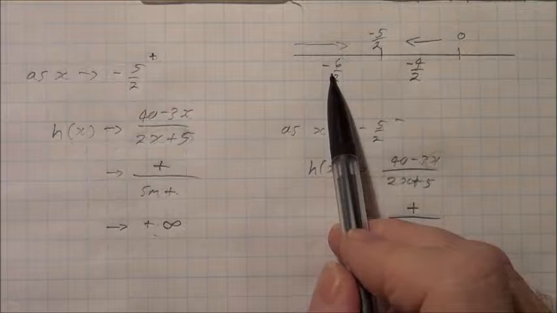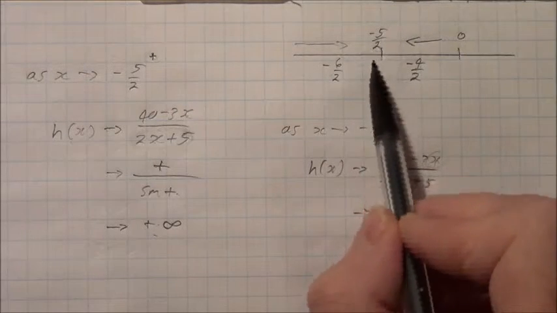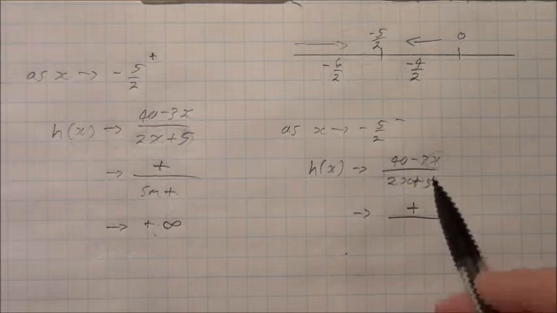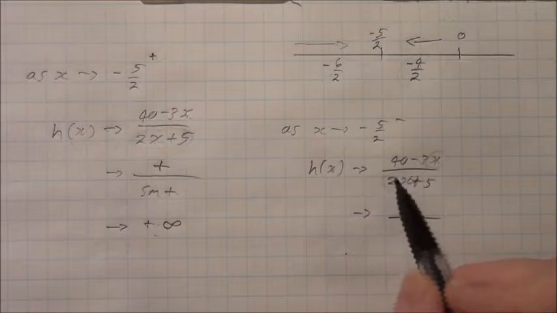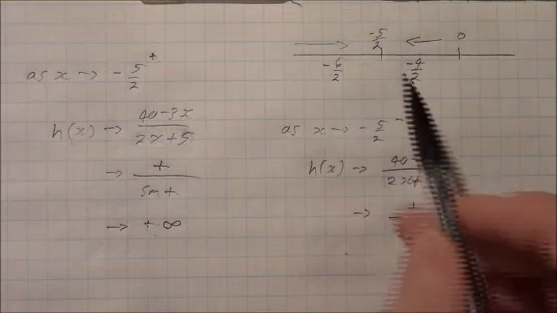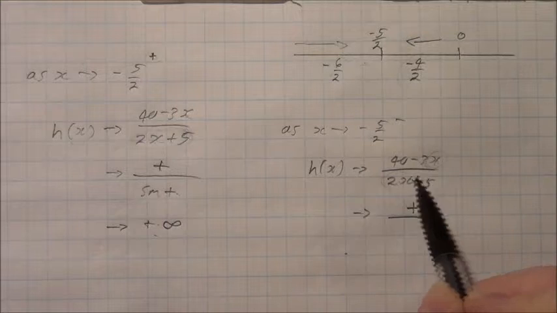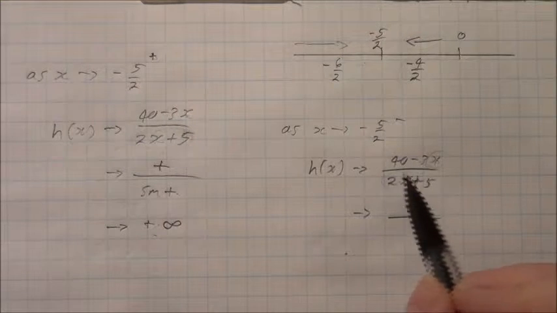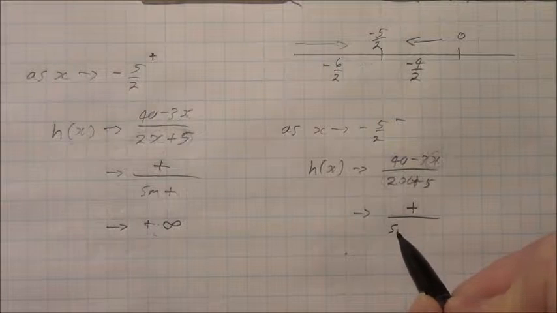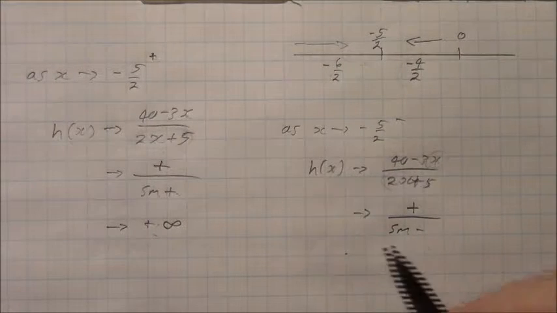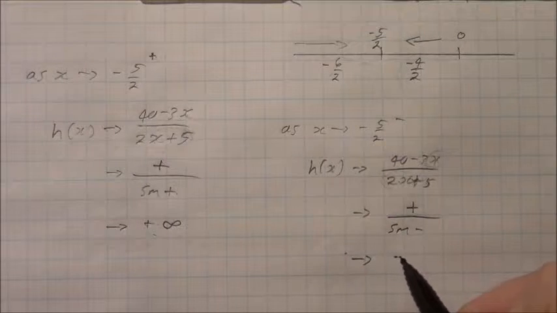But it's not negative 6 over 2. It's not negative 3. It's actually closer and closer and closer to negative 5 over 2, which means that this value of 2 times that value of x is still larger than 5 in the negative, but it's going to be closer and closer to 5, which means there's actually going to be a small negative value, which then means that h of x, the rational function, approaches negative infinity.